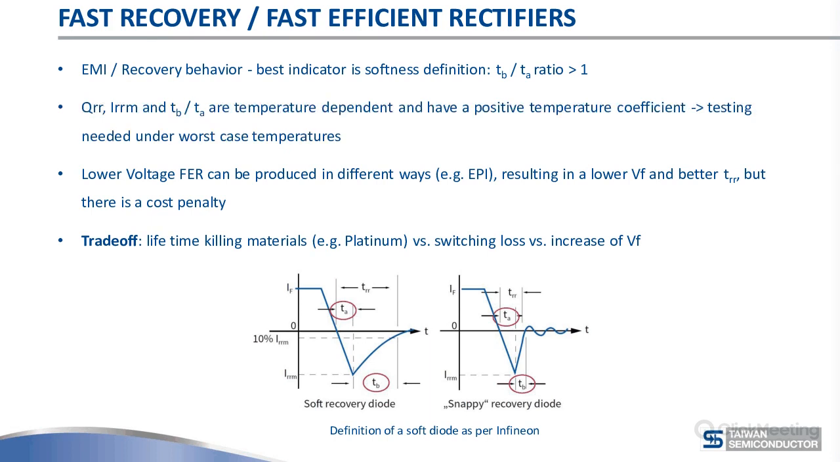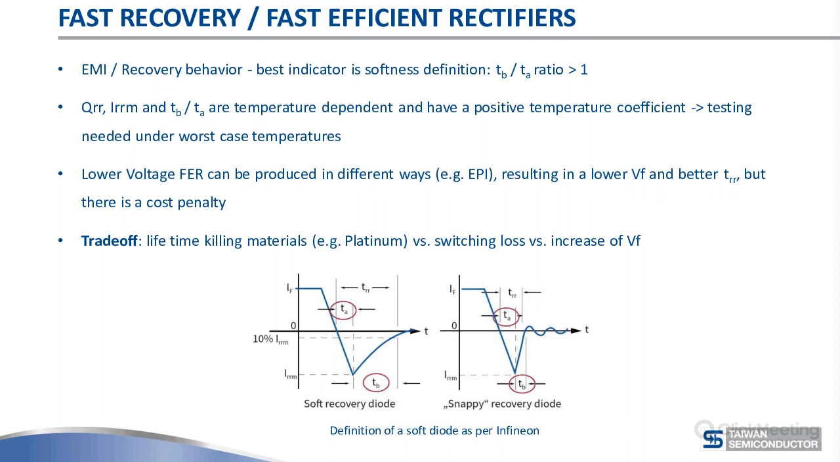Two more technology inputs for people that are working with these products. The low voltage FERs, those are usually products up to, let's say, 200 volts, can be made with epitaxial wafers or non-epitaxial wafers, with the epitaxial wafers having a much better VF, and occasionally also a better TRR. There is, of course, a cost penalty with these epitaxial wafers. So that's where sometimes cross-referencing becomes a little bit trickier to do.